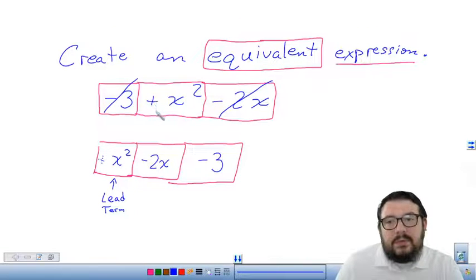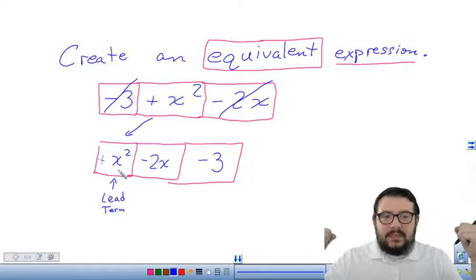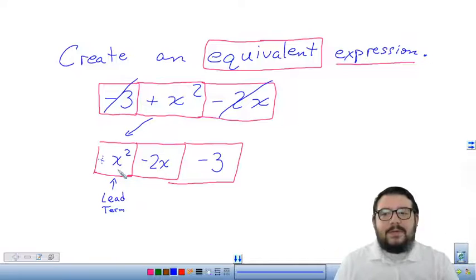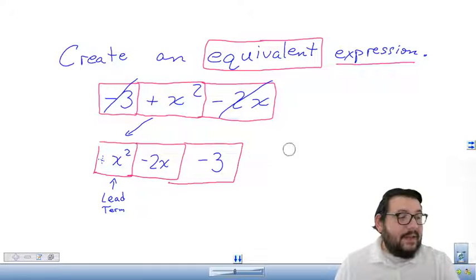It was visible because this was not the lead term. This was just the middle term. But when I moved it to the front, it became the lead term. And since it became the lead term, it has superpowers to have its plus sign become implied. Okay. The plus sign is still there. We just don't see it.